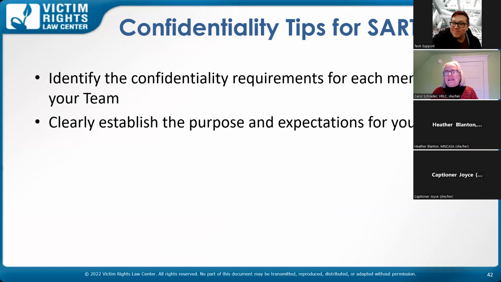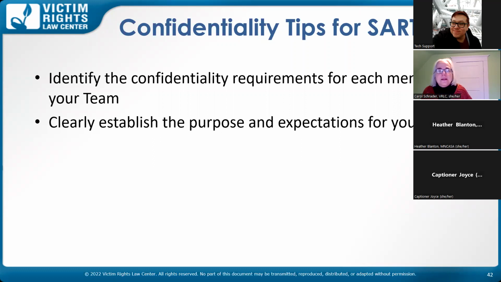Heather explained a lot of great reasons for establishing the purpose and expectations for your team. But one of the reasons that has to do with confidentiality is so that you can focus on whether or not you need certain information to achieve the purpose for the team and meet expectations.